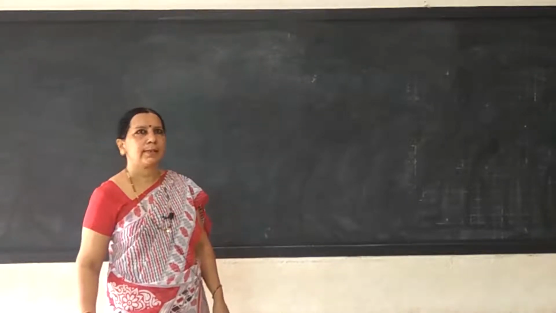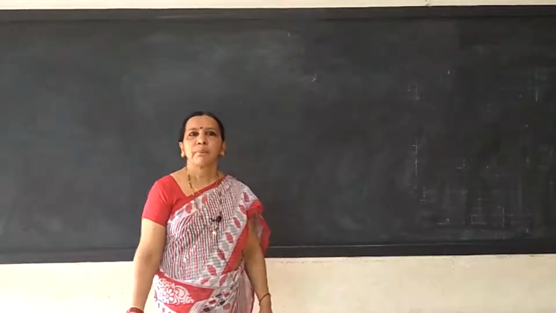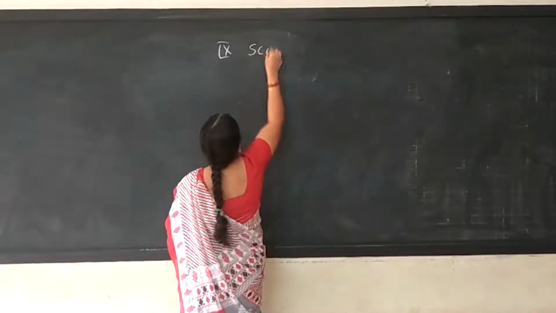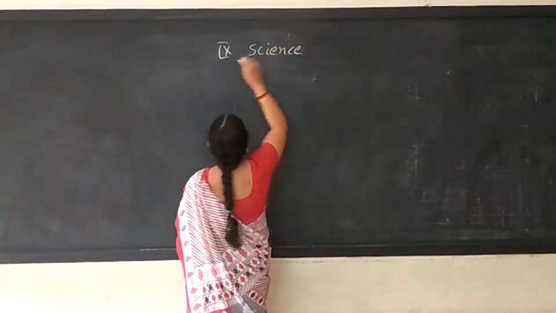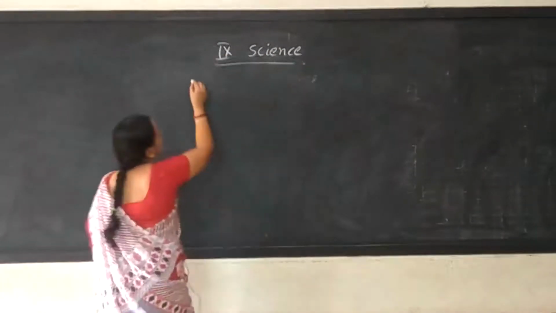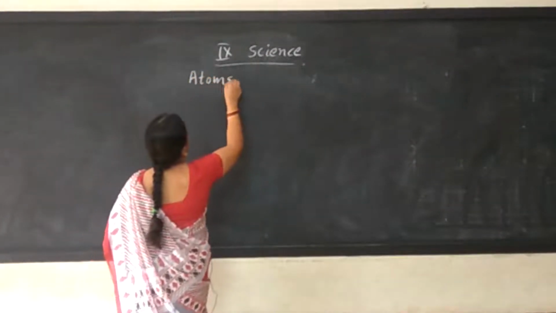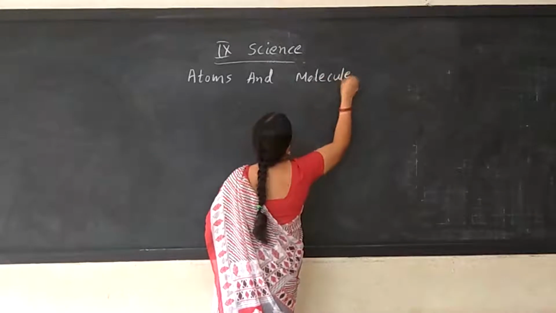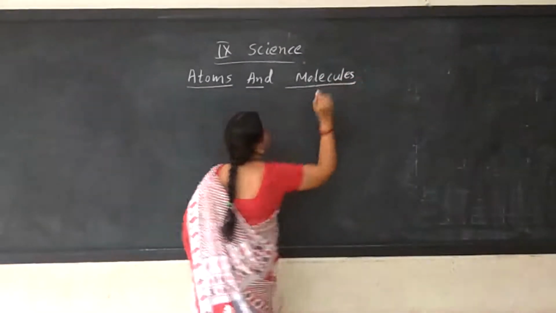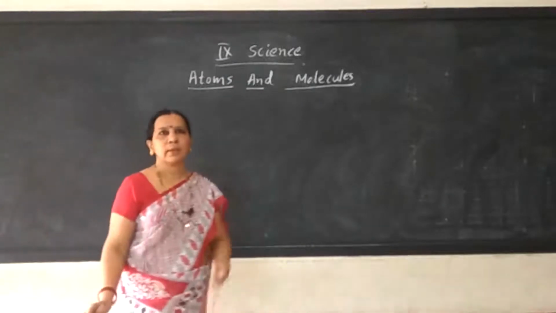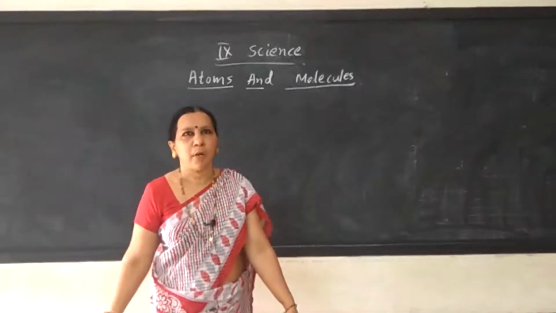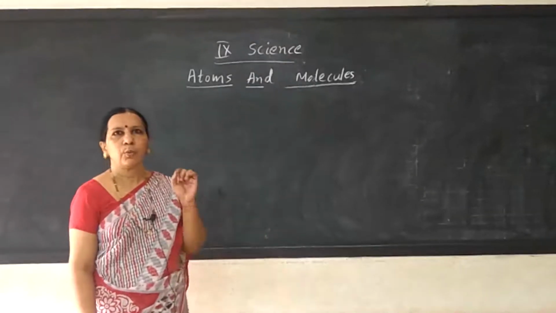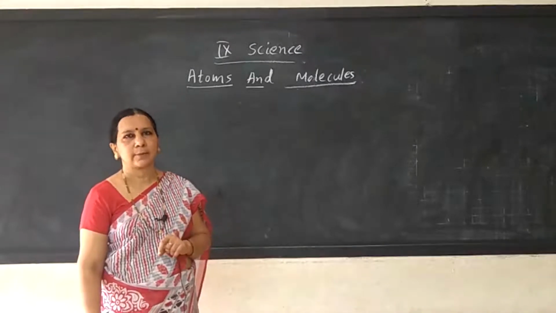Let us consider the lesson today, atoms and molecules. You have learned about matter and what it is made up of in your previous class. What is matter made up of? Matter is made up of very minute particles called atoms.